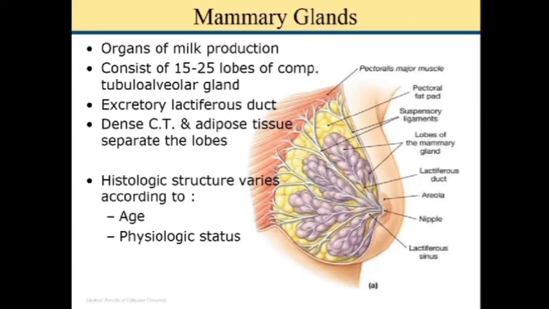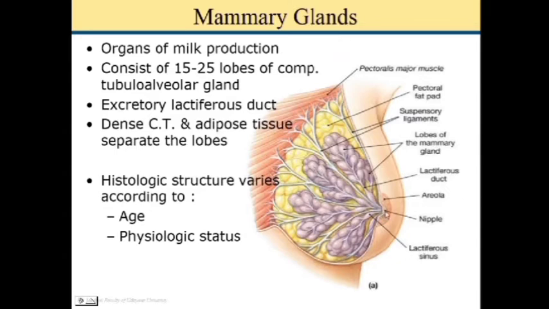In the adult female, each mammary gland comprises 15 to 25 lobes, each of which actually is an independent gland of compound tubulo-alveolar variety, and each lobe has its own duct, which is called the lactiferous duct, which opens at the nipple. Adjacent lobes are separated from each other by the dense collagenous connective tissue. These are different lobes, and these are the lactiferous ducts. The lobes of mammary gland are further divided into lobules by loose and delicate intralobar connective tissue.